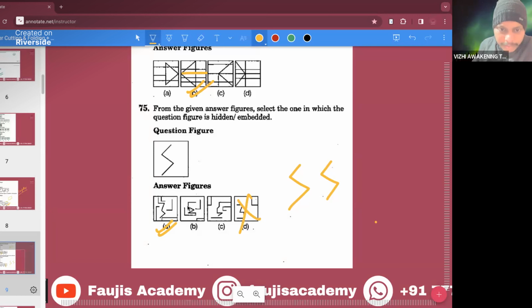Okay, we cannot draw it over here. We cannot draw it over here as well, because there's a straight line like this and then going down. Right, guys? Shall we move?